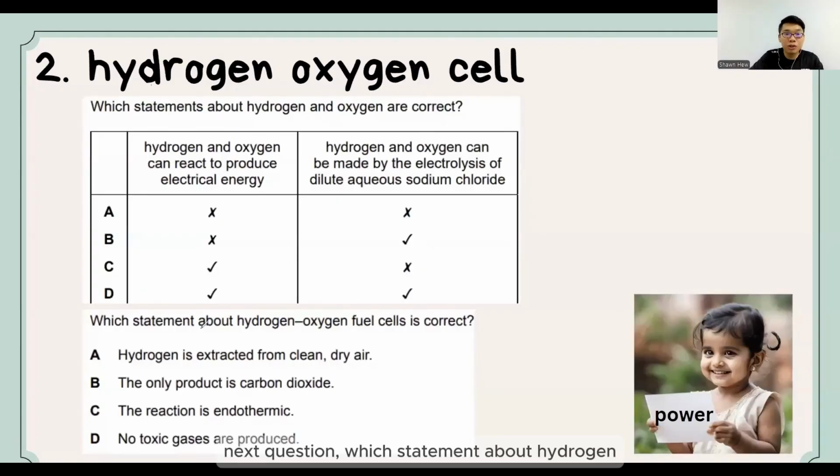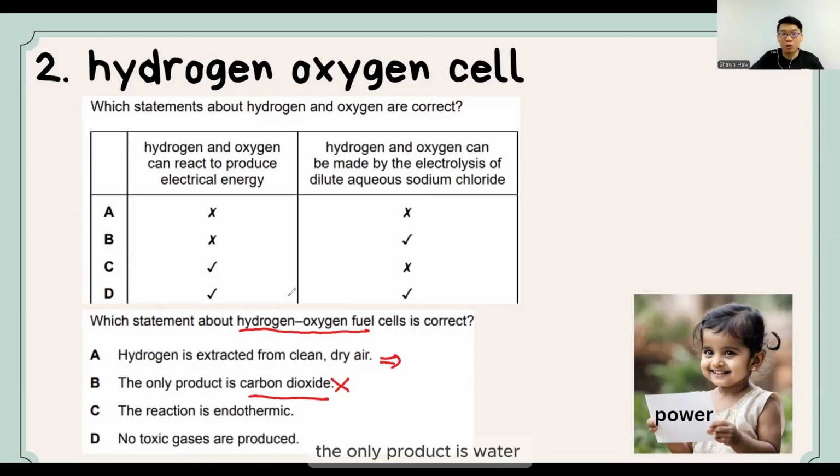Next question. Which statement about hydrogen-oxygen fuel cell is correct? Hydrogen is extracted from clean, dry air. No, we are getting hydrogen from the petroleum, the cracking. We'll learn it in hydrocarbon chapter. The only product is carbon dioxide. No, the only product is water.